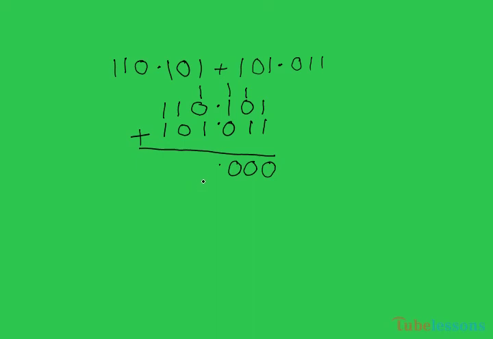1 plus 1 is equal to 2. So 2 means 10. Here will be 0 and carry forward 1. Again 1 plus 1 equal to 2. 2 means 10. So here will be 0 and 1 will be carried forward. Again 1 plus 1 plus 1 equal to 3. 3 means binary 11. So here will be 1 and 1 will be carried forward. Here is nothing, means 0 plus 0 plus 1, that is 1. So this is the answer.